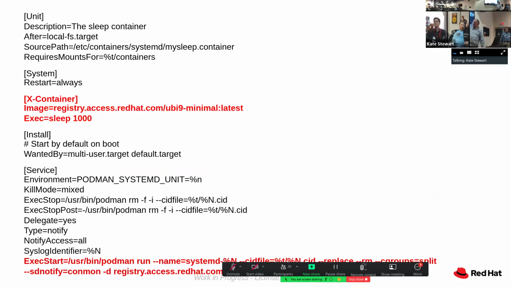And it runs this ugly line down here, but in the bottom red line, you'll see a very complicated Podman line that embeds the way that systemd wants to monitor a container running inside the system. So you see the SD notify file.